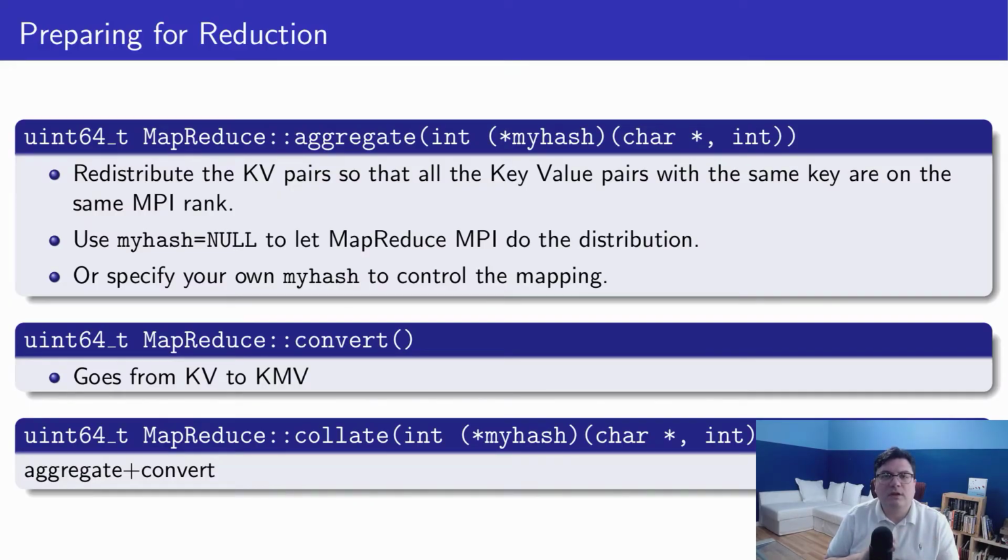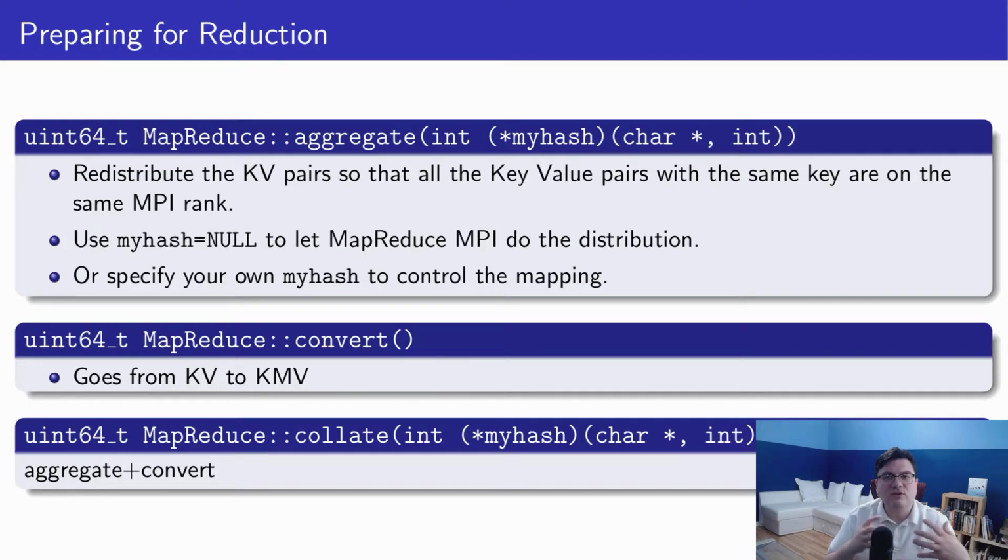Before reducing, we need to group together the tuples with identical keys. This is accomplished by two functions. Aggregate brings all the key-value pairs with the same key on the same MPI rank. You can control the mapping of keys to MPI ranks by passing a custom hashing function, but in most cases you can use the default one by passing null.